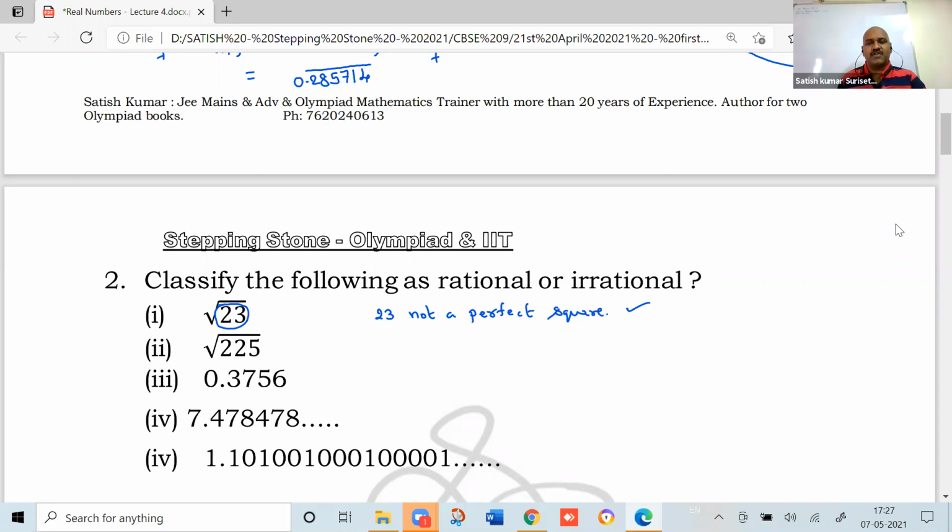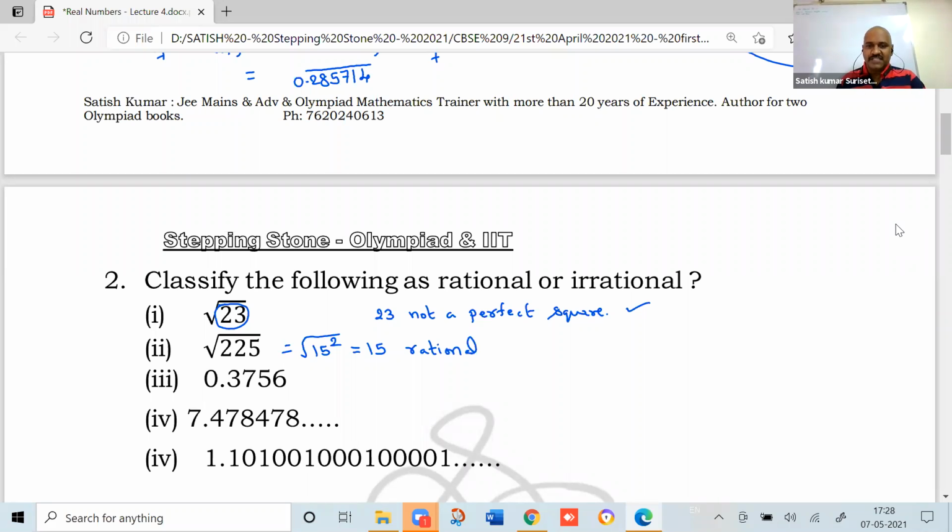Now what about the square root of 225? It is rational. Why? Because 225 is a perfect square. Which perfect square? 15 squared. That means root of 225 is the same as root of 15 squared, which is 15. It is a rational number.